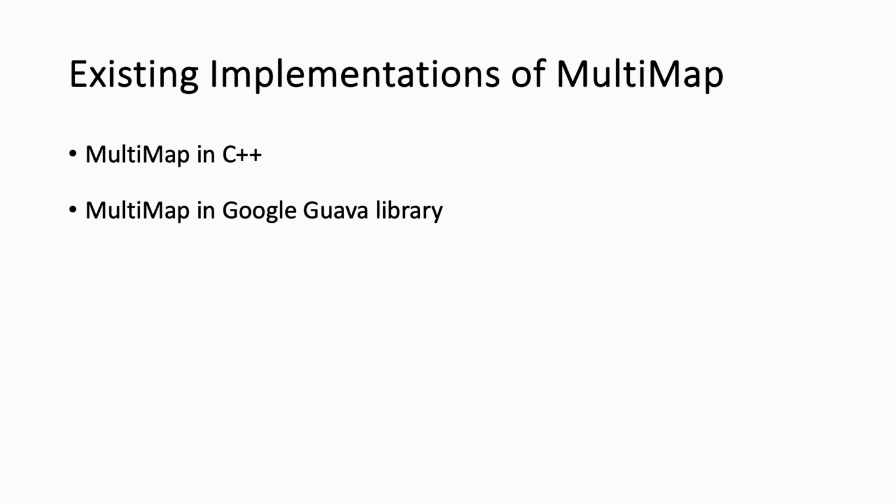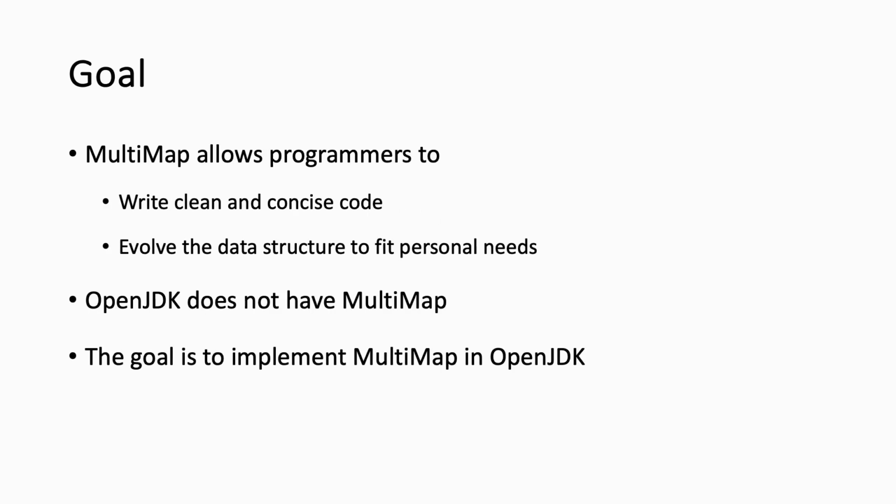Some of the existing implementations of the multimap include the multimap implementation in the standard template library of the C++ language and the Google Guava library in Java. However, OpenJDK does not have inbuilt multimap support, which leads us to the goal of our project. The goal of this project is to implement MultiMap in OpenJDK and to create a custom version of OpenJDK. This will allow developers to write cleaner and more concise code while evolving the data structure to fit their needs.